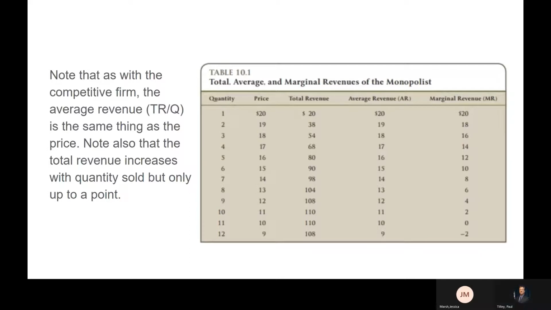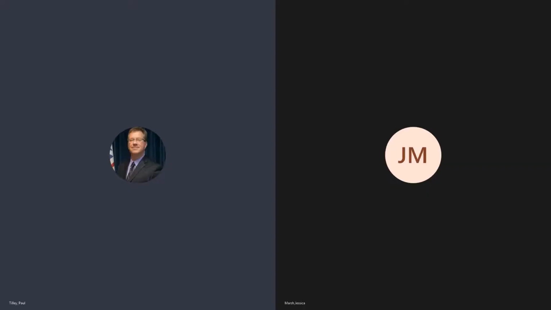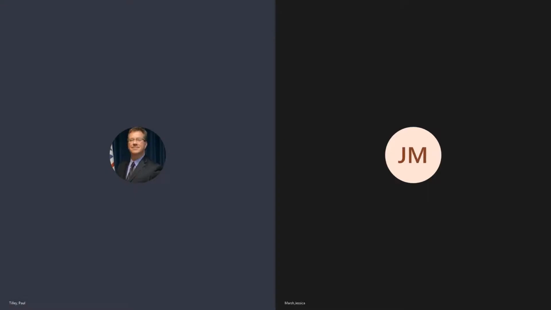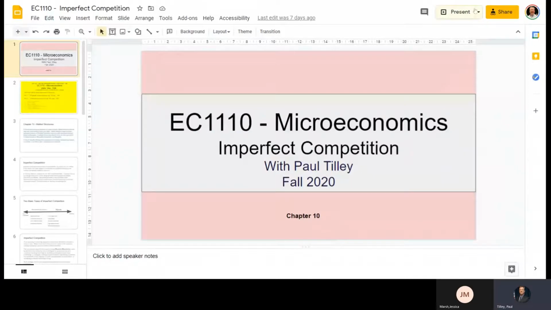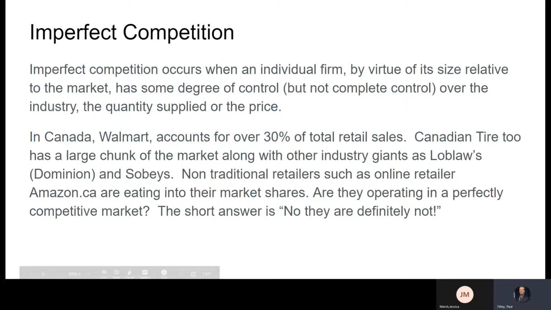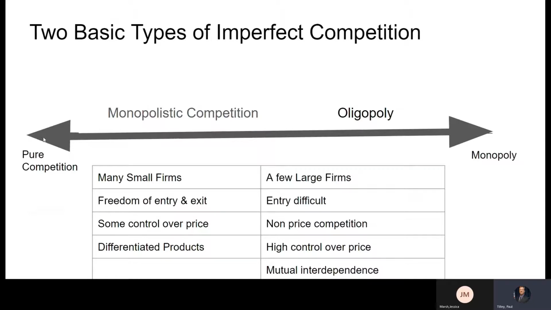Well, finally, I'm going to look at the imperfect competition chapter. And when we talk about imperfect competition, we're really in this middle ground. It occurs when an individual firm, by virtue of its size relative to the market, has some degree of control, and that varies from none to a good bit, over the industry quantity supplied or the price. As I say, here are the extremes that we looked at, and here are the kind of things we're looking at in this section.